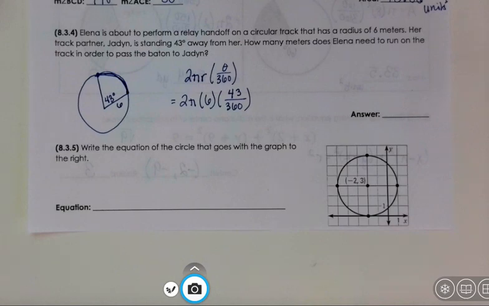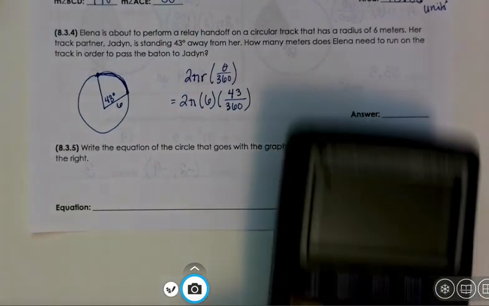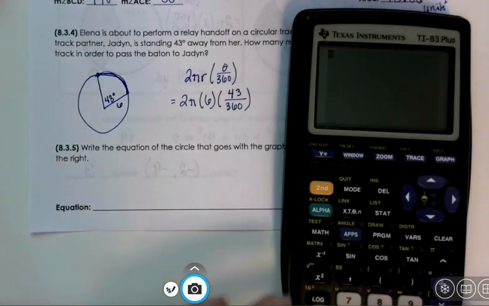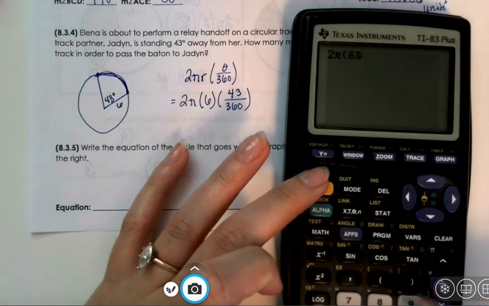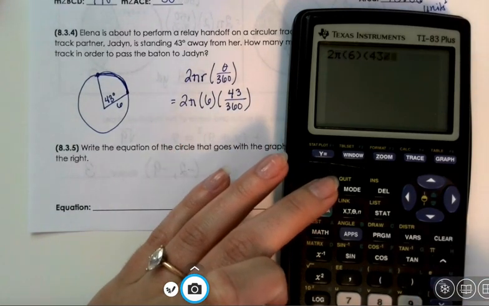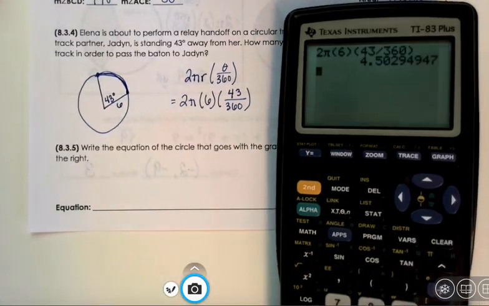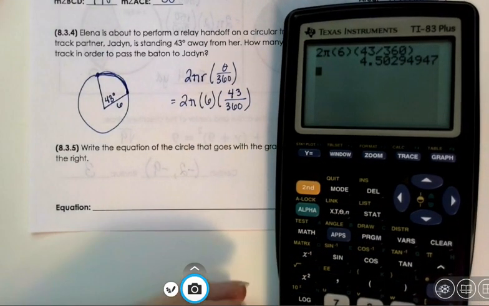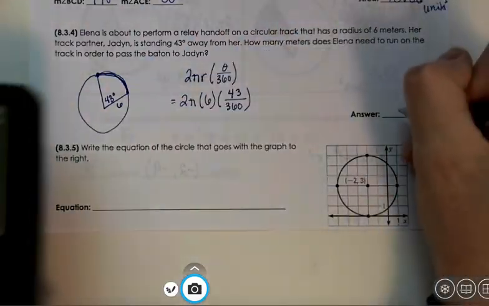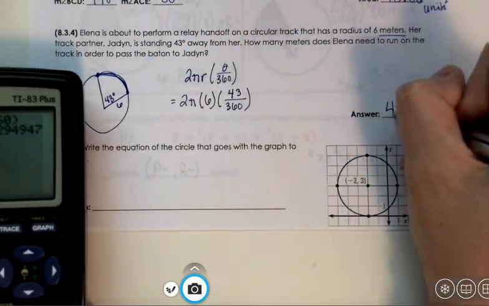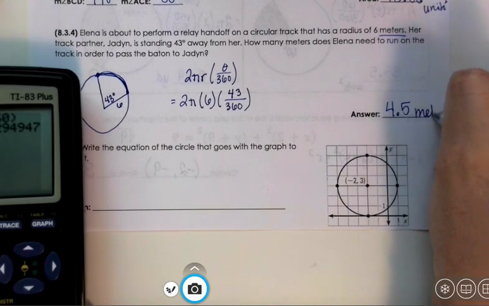And I can type this whole thing into my calculator. So here I have 2 pi times that times my fraction, and I get an arc length of 4.5. Since I am using meters, it's going to be 4.5 meters.